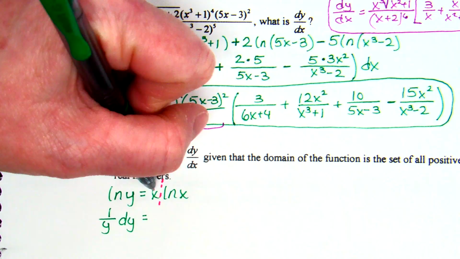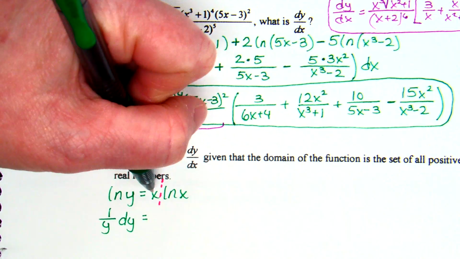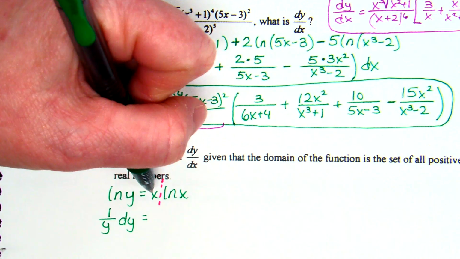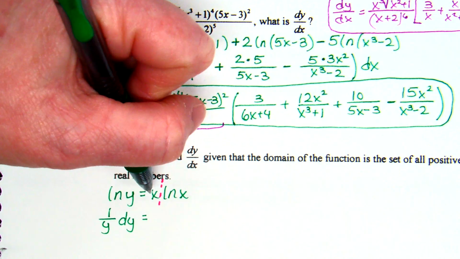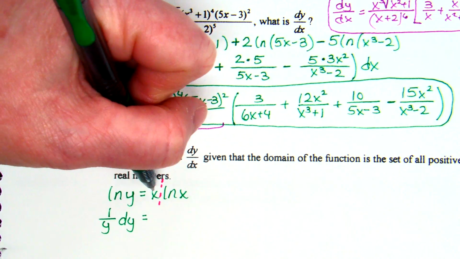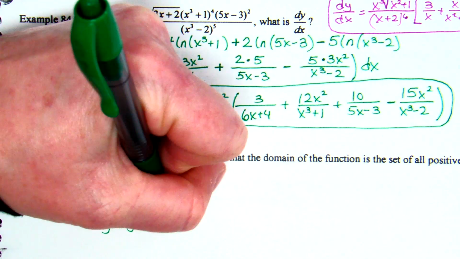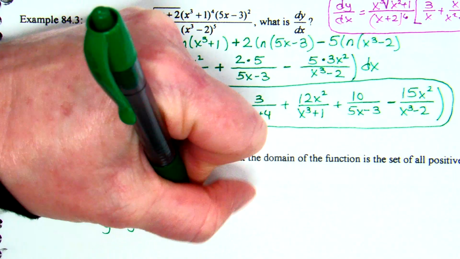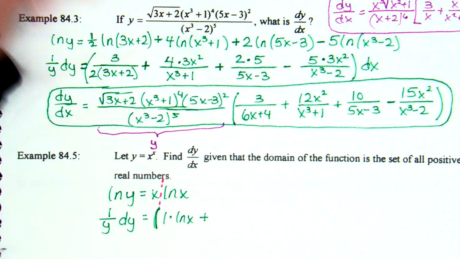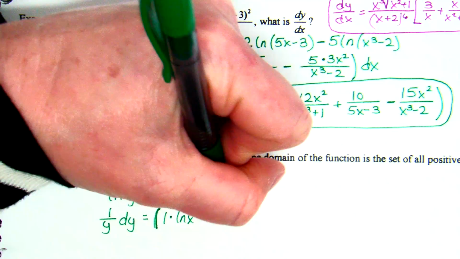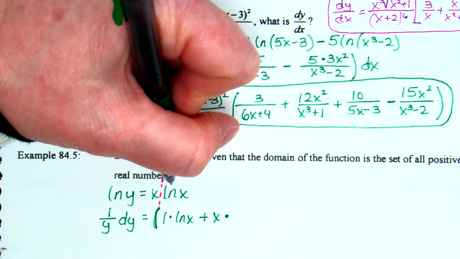Yeah. So, remember product rule. Derivative of the first times the second, plus keep the first, derivative of the second. So, what's the derivative of x? 1 times, we're going to keep natural log of x. Plus, this time we're going to keep the x times the derivative of natural log of x.